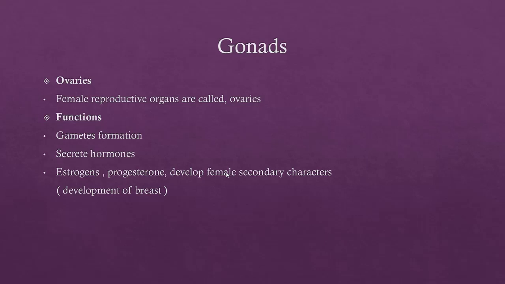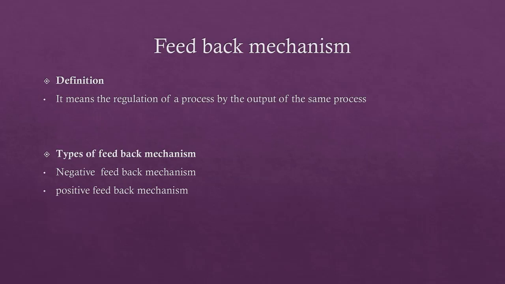So dear students, ovaries secrete estrogen and progesterone which are responsible for the development of female secondary characters such as development of breast. So these are the functions of these hormones which are secreted by ovaries. So dear students, in this way we have completed our first objective, which is gonads. Now we will discuss our second objective, which is feedback mechanism.